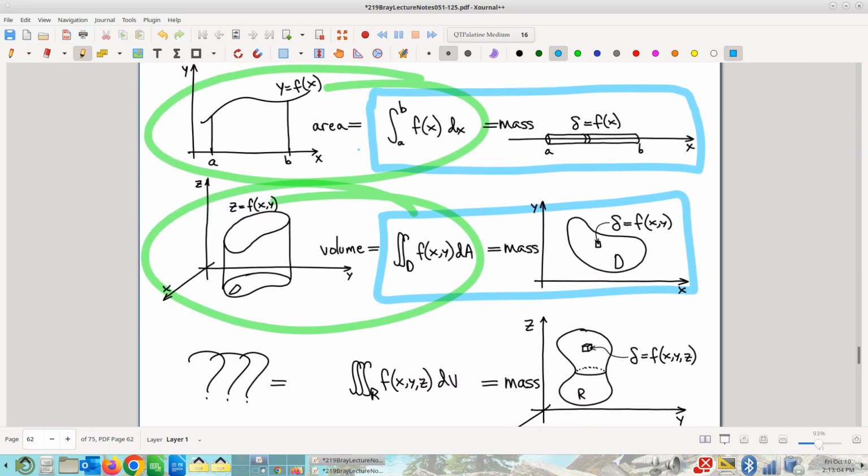What would be the analogous take for a triple integral? Well, we've got a problem because a single variable integral gives me a two-dimensional picture. Double integral gives me a three-dimensional picture. You should expect a triple integral to give you a four-dimensional picture.